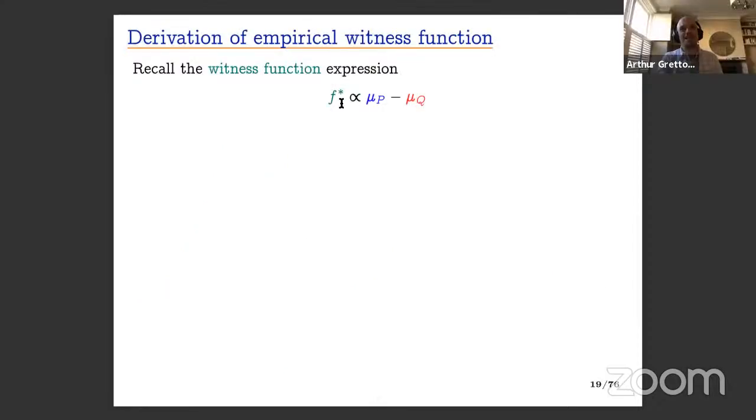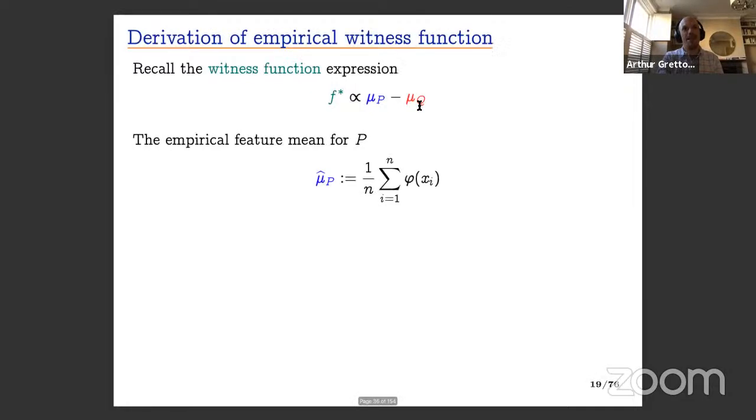Okay, why is that the answer? Remember from a couple of slides ago that f star, the function that maximizes the discrepancy in means, is, up to a constant of proportionality, the expected features under P minus the expected features under Q. Now let's say that I've got samples xi from P. Then mu p hat, the empirical feature mean, is just the mean of the features of the xi's.